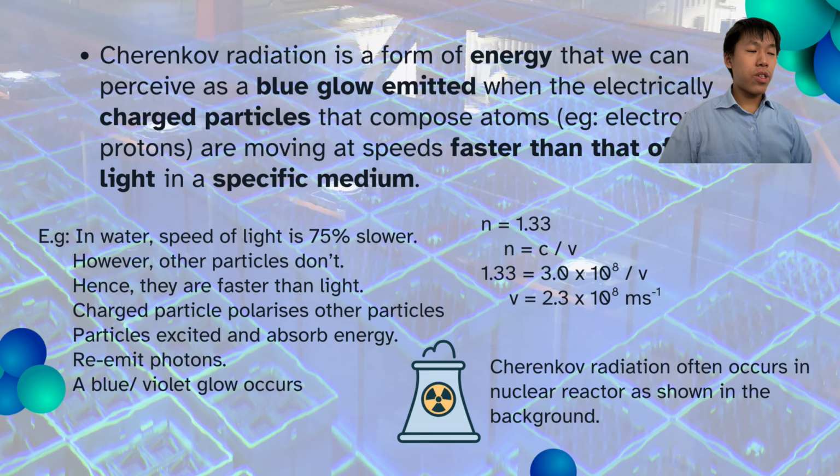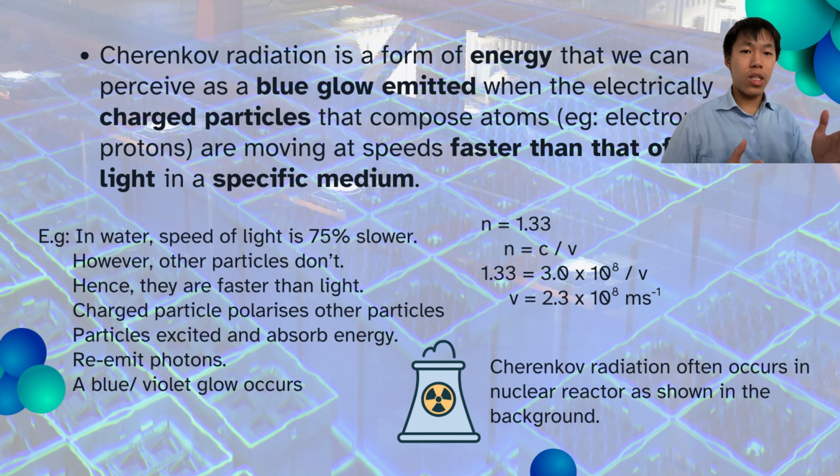So, Cherenkov radiation is a form of energy that we can perceive as a blue glow emitted when electrically charged particles that compose atoms, electrons, protons, are moving at a speed faster than the speed of light in a specific medium. I would like to clarify that it's not that the particles can move faster than light, but that in a specific medium, for example in water, the speed of light is reduced to almost 2.3 times 10 to the power of 8 meters per second.